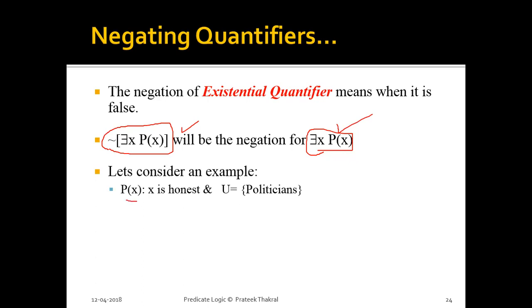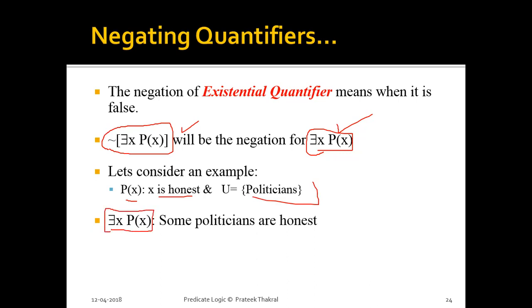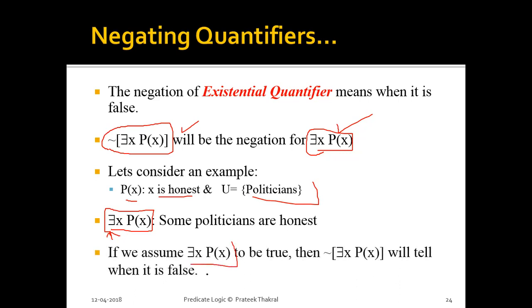Let P(x) be any predicate which says x is honest, and the universe of discourse here is the set of politicians. So all politicians are the universe of discourse here, and this notation says some politicians are honest, because we have used the existential quantifier here. It says for some x, P(x) is true, that means some politicians are honest. Now if we assume that this sentence is true, then its negation will tell us when this sentence will be false.